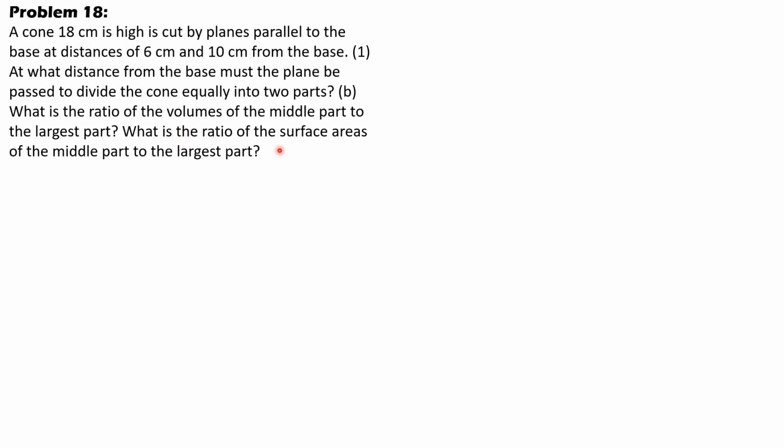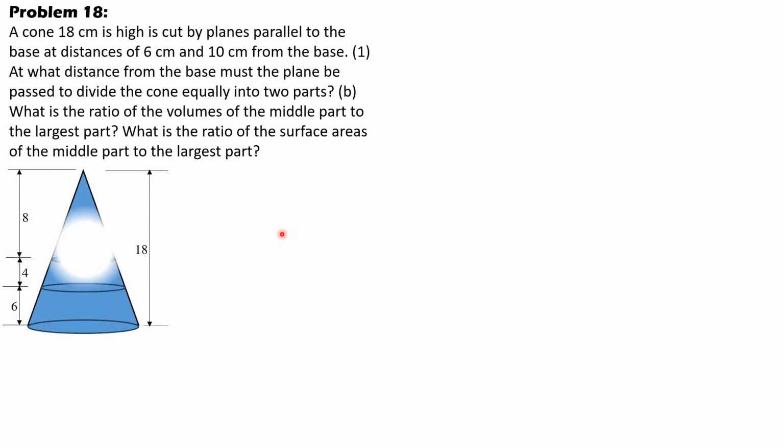Then what is the ratio of the surface areas of the middle part to the largest part? So let's have the original figure first. These are the cutting planes, 6 cm from the base, and the other one 6 plus 4, 10 centimeters from the base. This is the middle part, this is the smallest part, and this is the largest part from the figure.